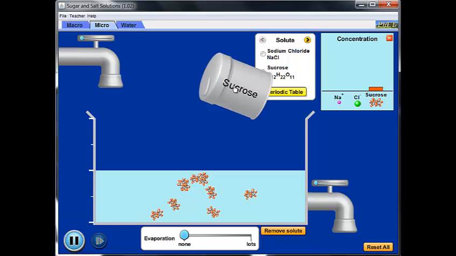Notice here at the particulate level that the sugar molecules do not break apart, unlike the salt. Instead, the carbon, hydrogen, and oxygen atoms are held together by covalent bonds. Sugar doesn't lead to conductivity because the molecules do not break up. Only neutral molecules are present here in solution. Now let's take a look at how both of these compounds interact with the water at the particulate level.